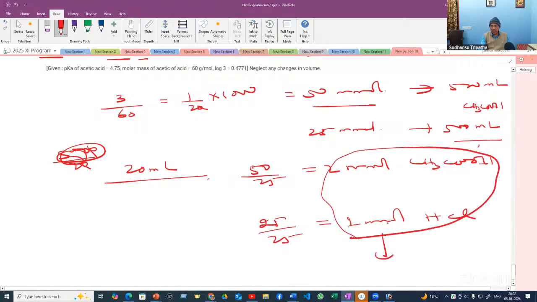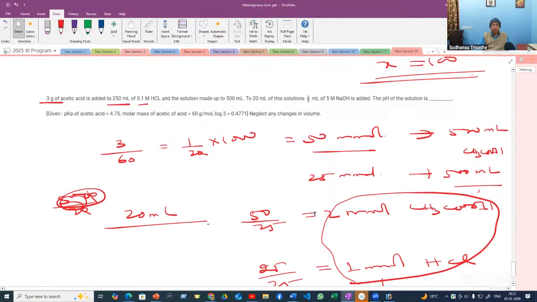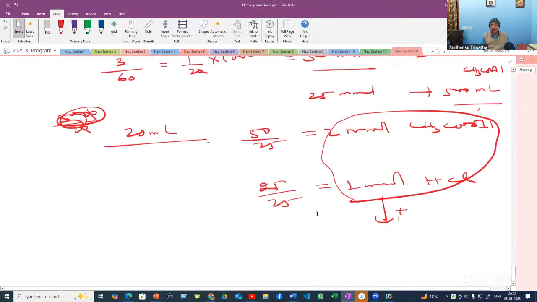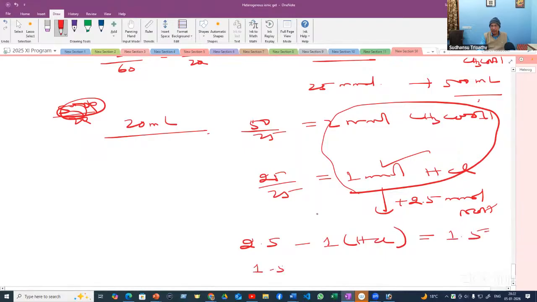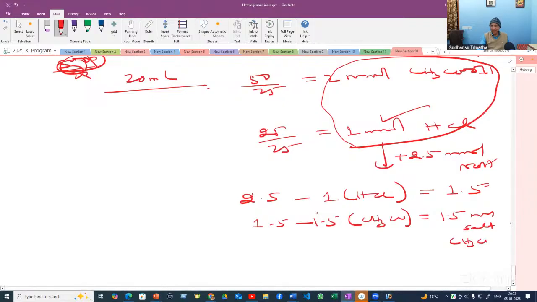Now we added half into 5, 2.5 millimole of NaOH. NaOH will react first with the HCl. So 2.5 minus 1, HCl is gone, remaining 1.5. Then 1.5 reacts with acetic acid. So 1.5 millimole salt is formed, and excess is 2 minus 1.5, 0.5 millimole of unreacted acetic acid.